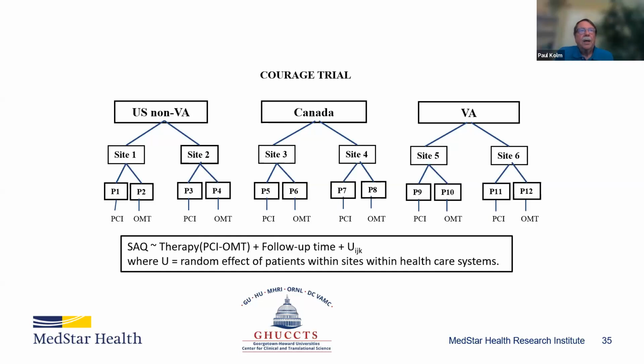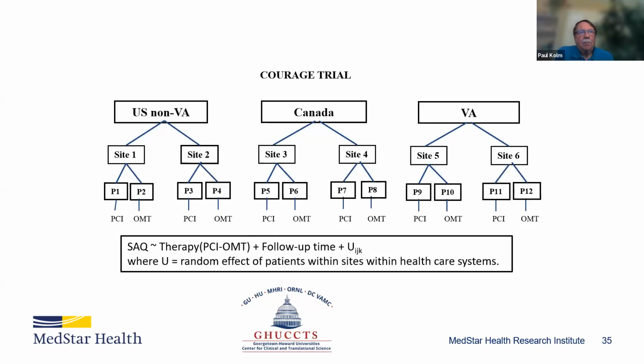And so we have a hierarchical structure here where we're going to treat healthcare systems as random effects, because these are just 3 healthcare systems out of many. And the same thing for sites. We have different sites. And so those would be considered random effects. The fixed effect is whether they were randomized to PCI or OMT. And then we're going to follow them up over time as well.